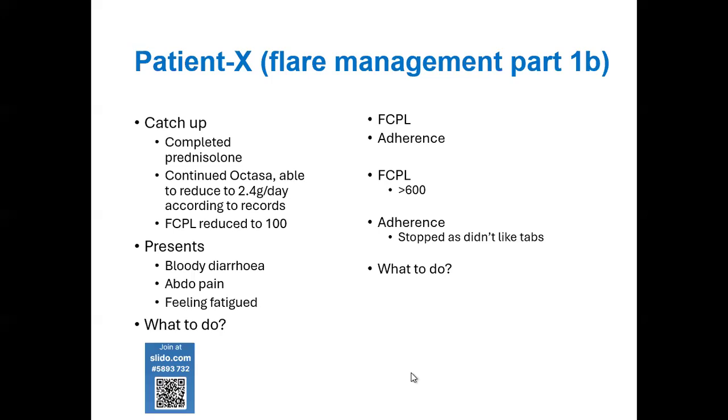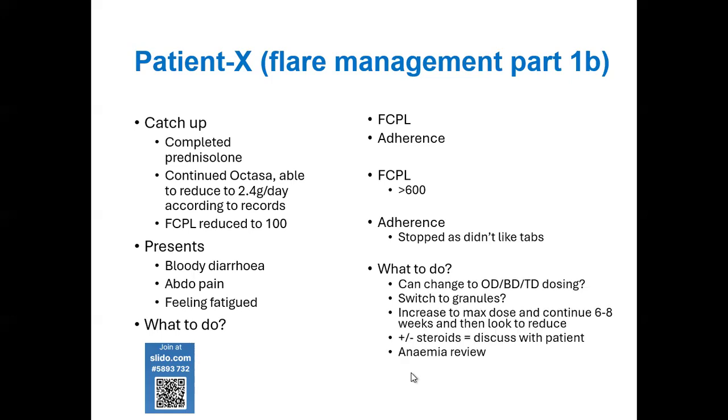However, that's the first case scenario. What about if our patient, same situation, has a raised fecal calprotectin, but when you ask them about adherence, they said they stopped not because they felt well, but because they didn't like taking the tablets, because they are like horse pills, they're huge. What can you do then? So I've already alluded to the sort of things I would recommend, and that's, you could switch to granules. That might be a really easy thing to do.